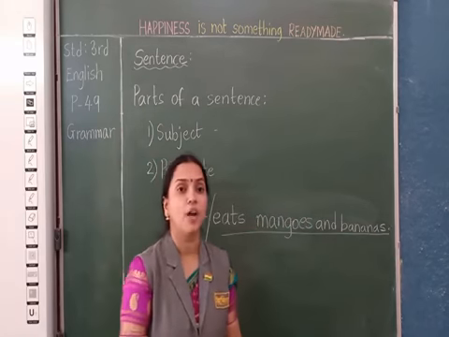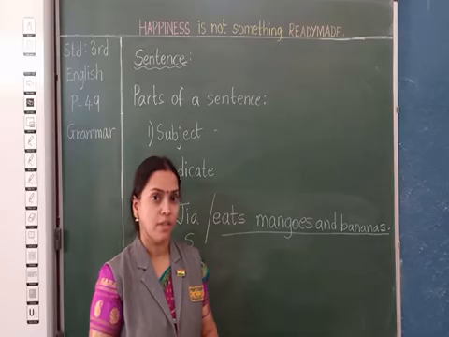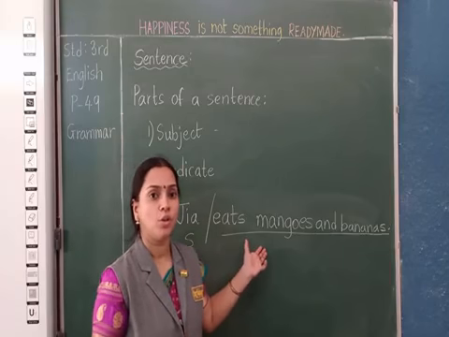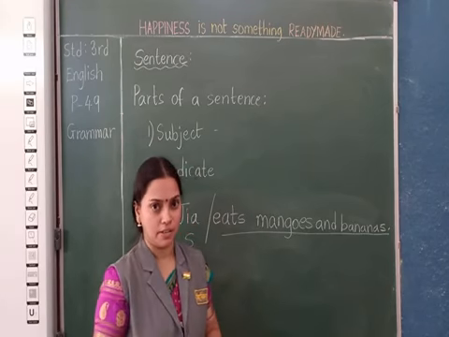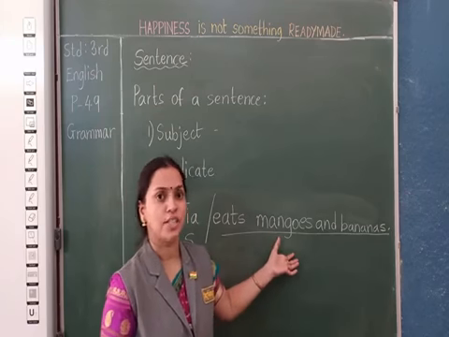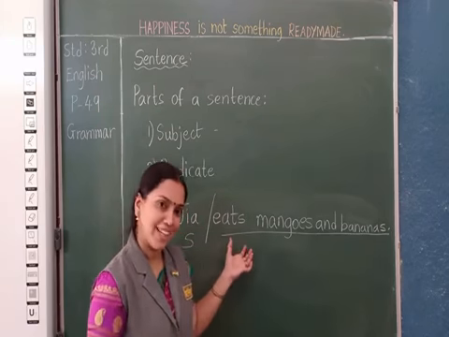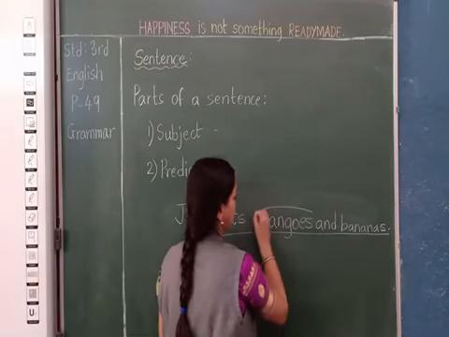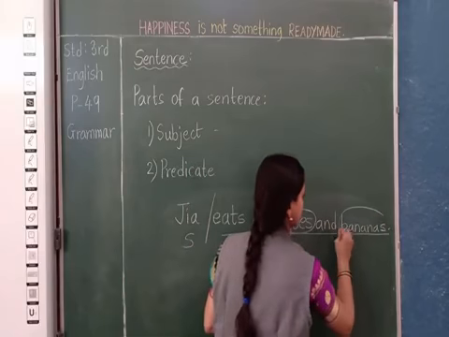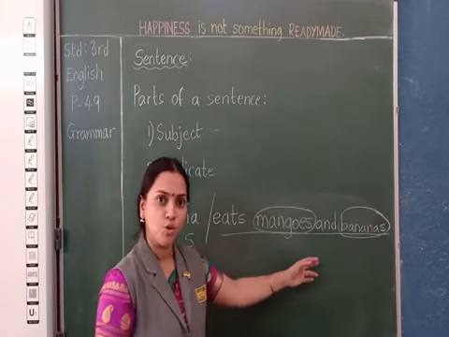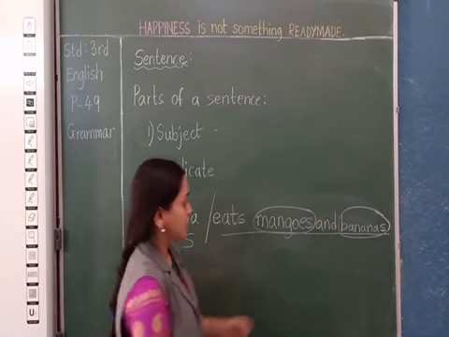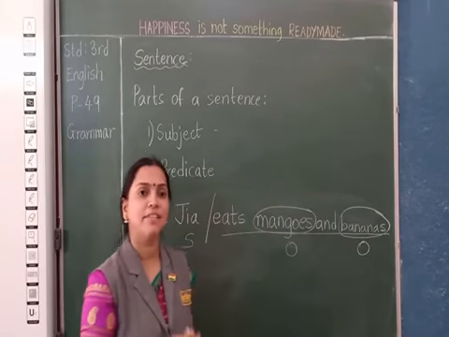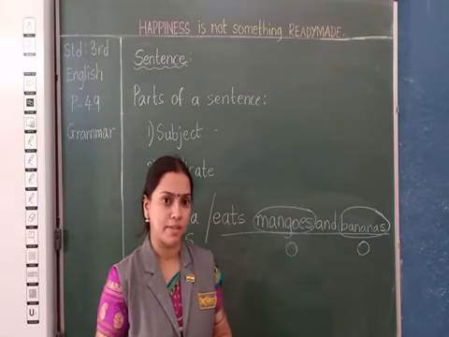Now, if you are asked to find out the object, then how will you find out the object? You will just find out on whom the action is being done or on what the action is being done. So here the action of eating is done on mangoes and bananas. So here we have two objects, mangoes and bananas. This way we can have many more examples.